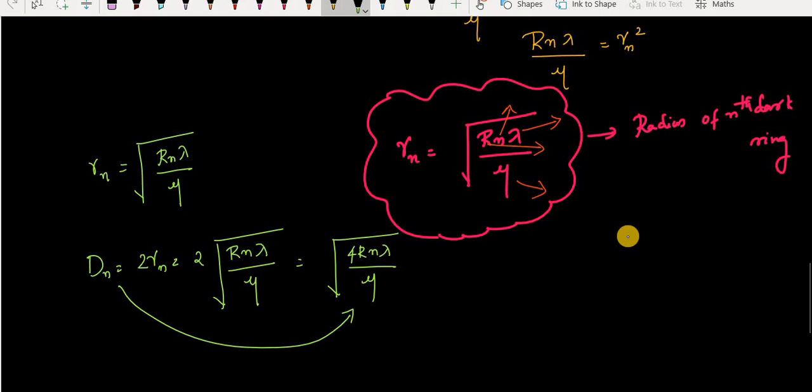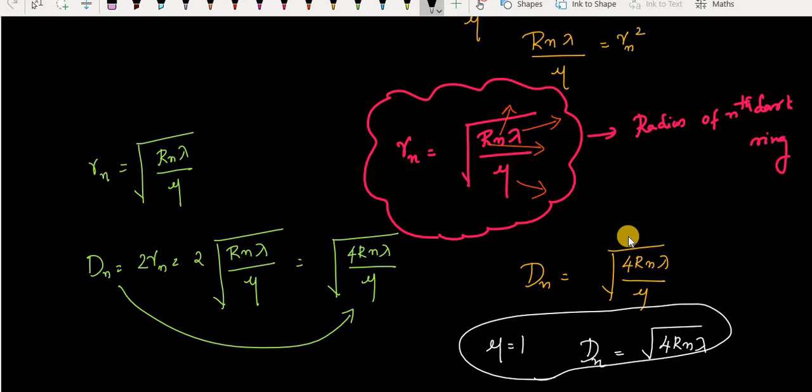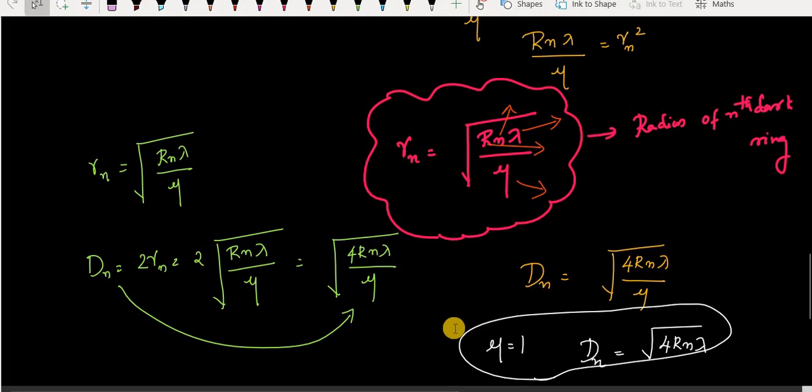And here we have an air film, right? So this is a general equation for any film: dn is equal to root of 4nR lambda divided by mu. In the case of an air film, refractive index mu is equal to 1. Therefore, dn is equal to root of 4nR lambda, since mu is equal to 1. And this is the general equation for the diameter of the nth dark ring. Okay, thank you.